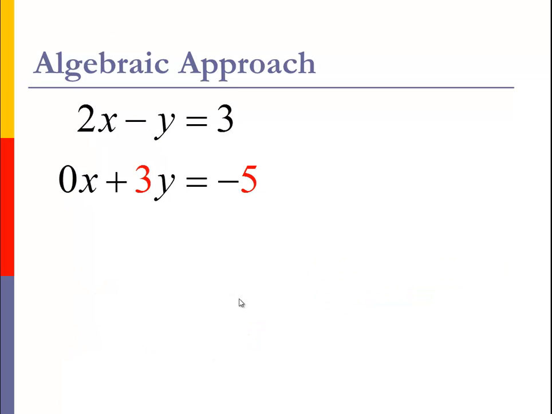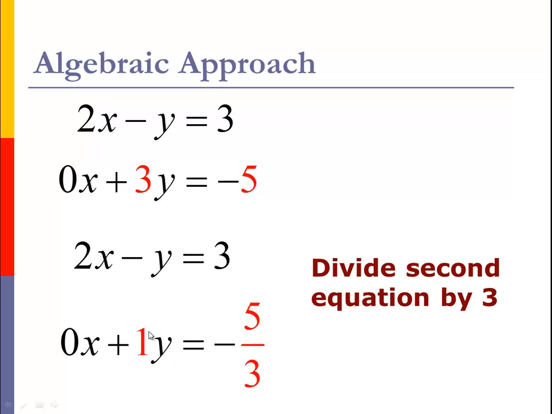And then the next step would be, I'm not liking this 3 here. I want to get rid of this 3, so I'll divide this whole second equation by 3. I'm going to leave the first equation alone, but I'm working the second equation. Of course, 0 divided by 3 is still 0. 3 divided by 3 is going to give me a 1. And then negative 5 divided by 3 gives me a nice little fraction, negative 5 over 3. So basically what I have in this equation is the statement y equals negative 5/3. So you can see in the second equation, I have my y value.